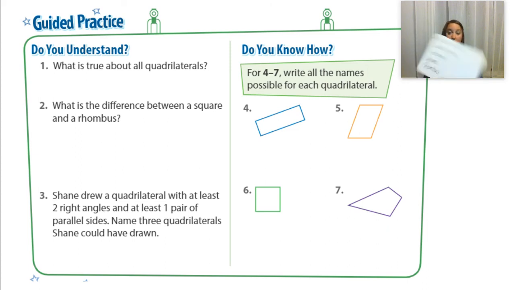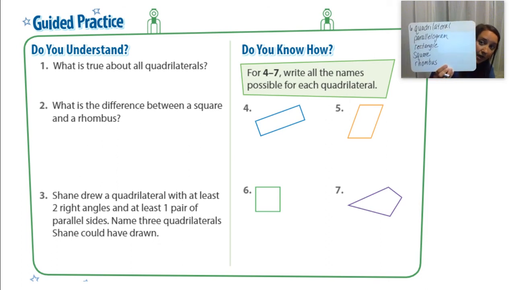So again, for number 6, we have 5 different names that it could go by: quadrilateral, parallelogram, rectangle, square, and rhombus.